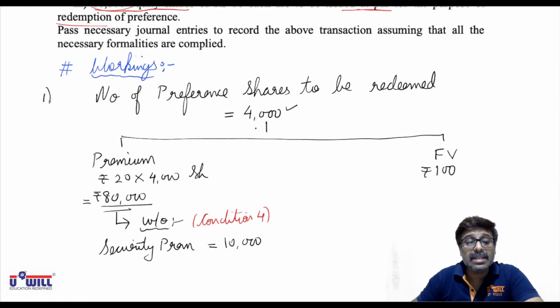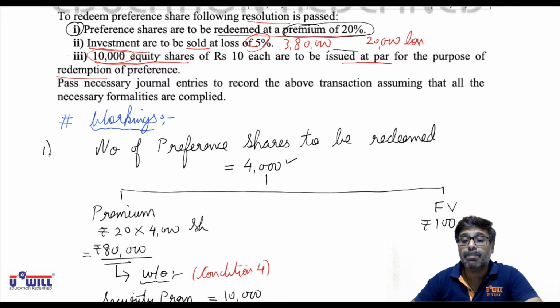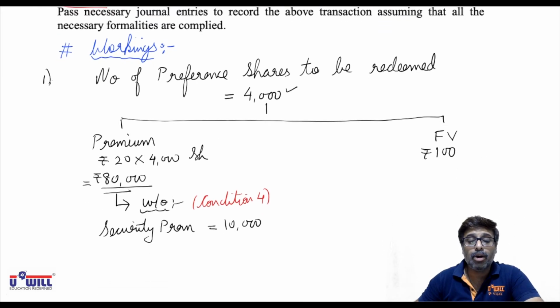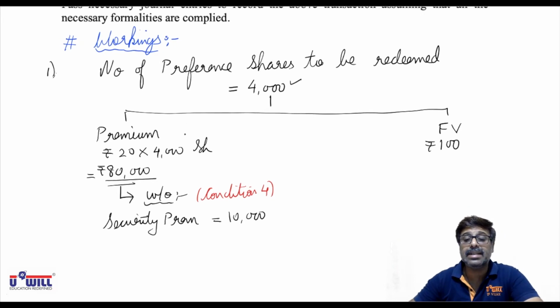Now, see this third adjustment. 10,000 equity shares are going to be issued at par. So are we going to get any other premium in future or in this issue of shares which can be used for writing off the premium? No. You must consider this.